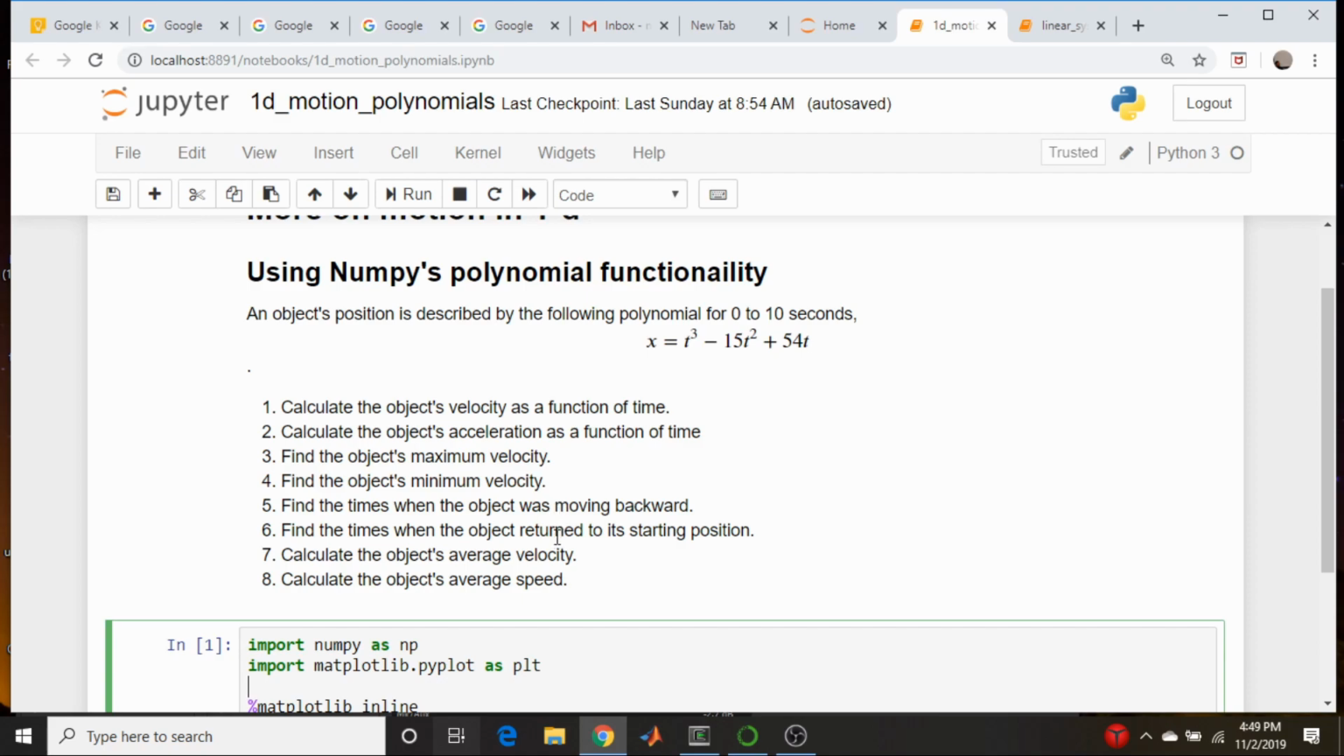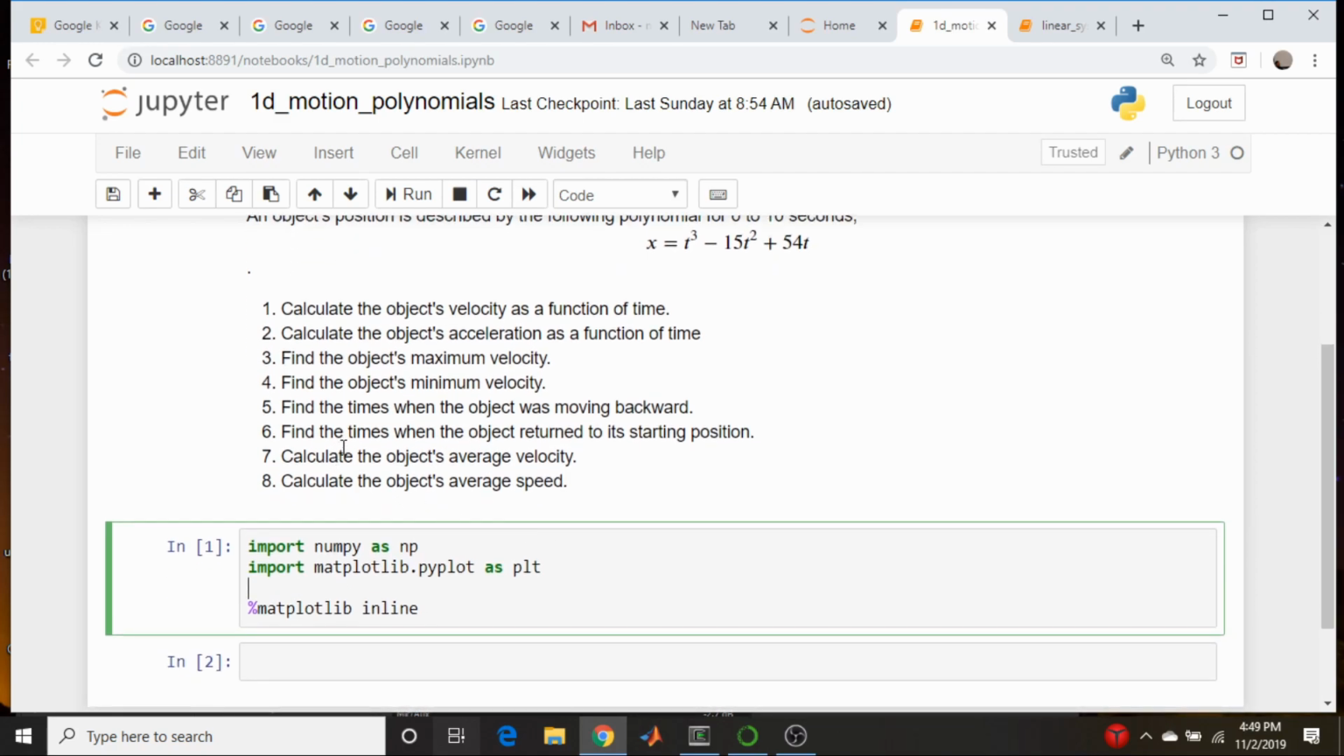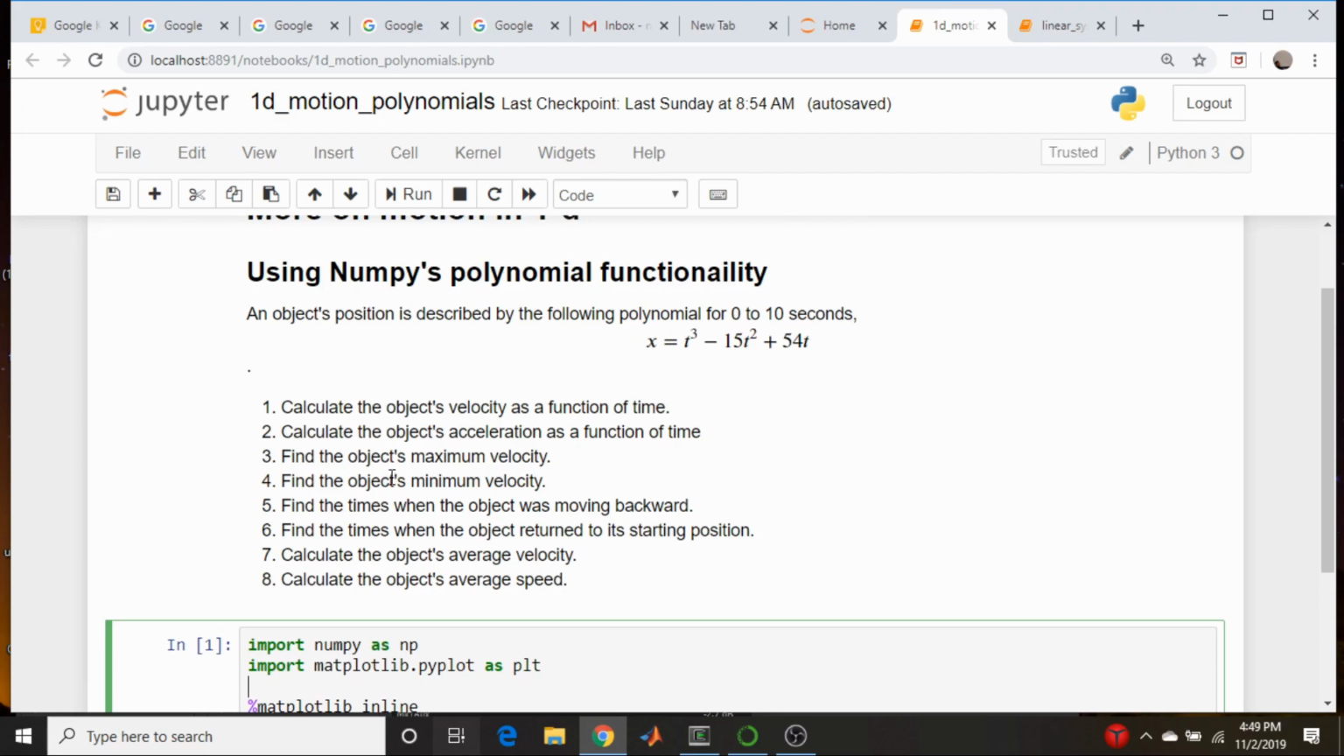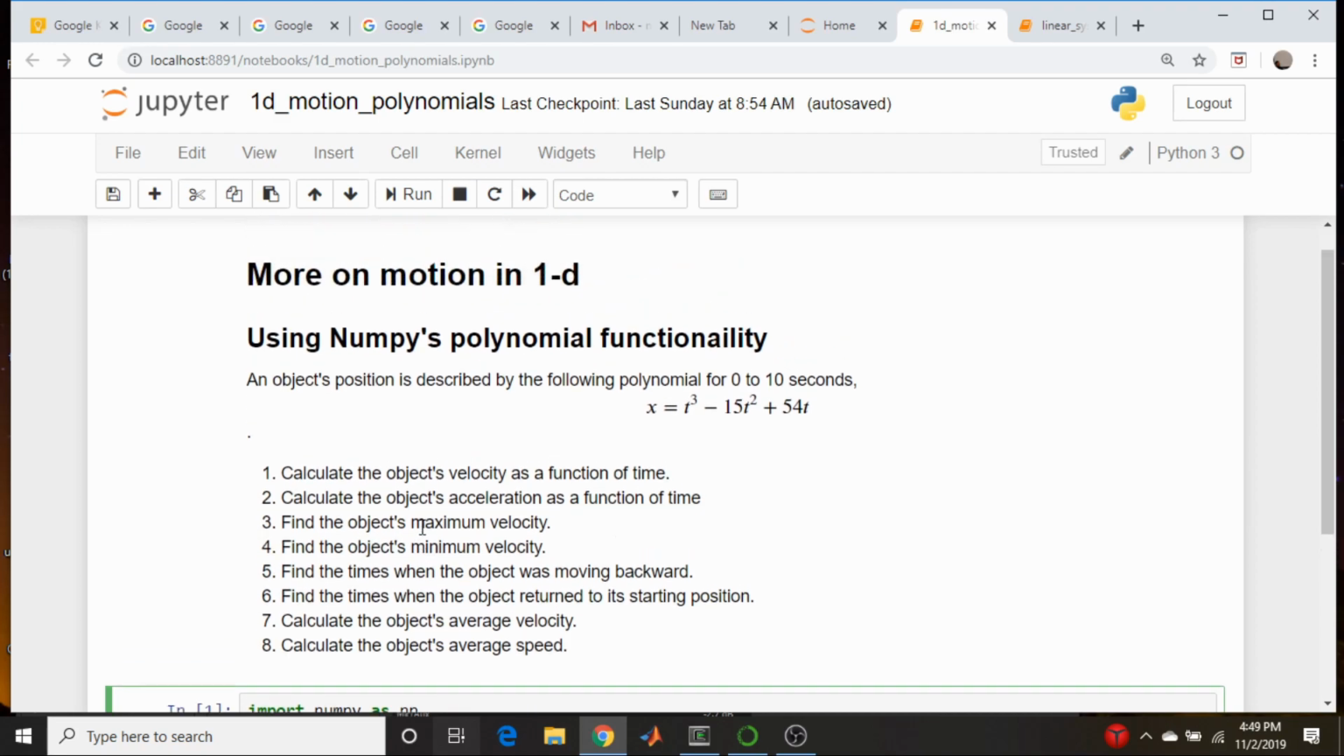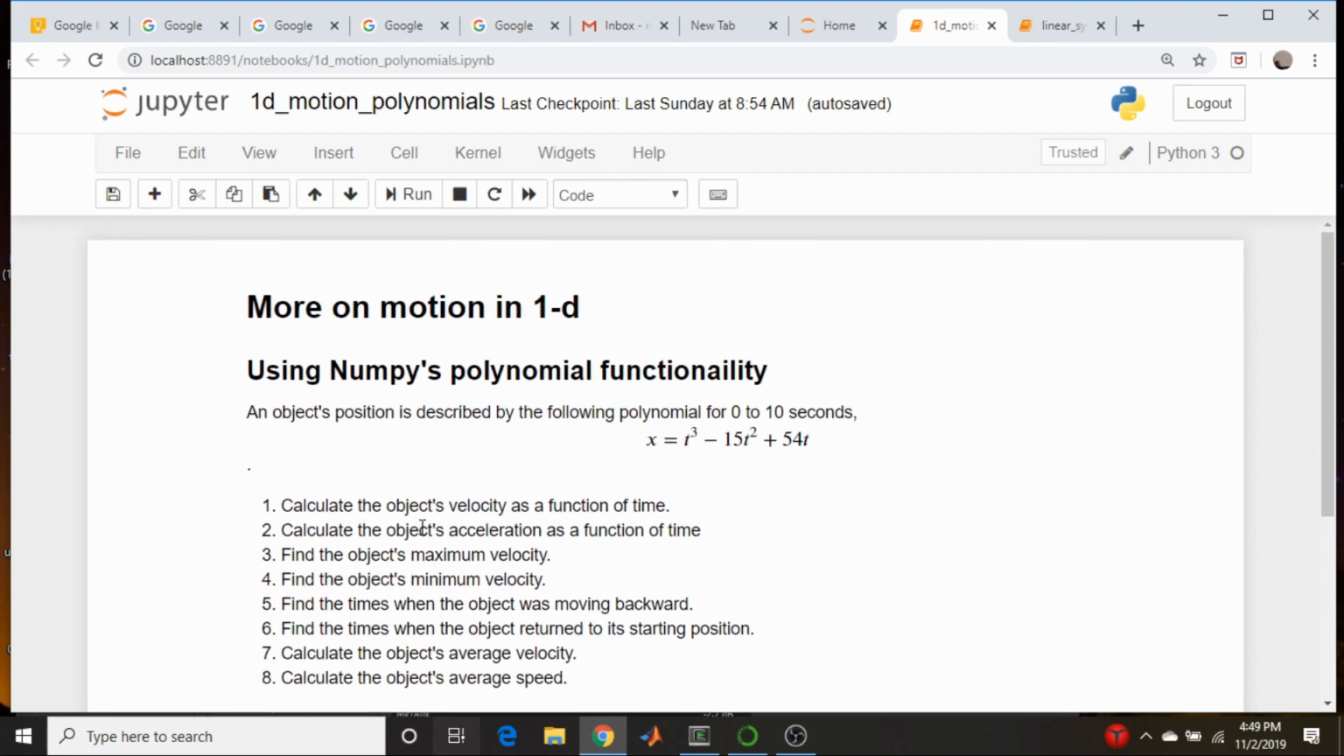Let's see what this one says. I can't read it quite. Find the times when the object returns to its starting point, and calculate the object's average velocity and average speed. And here we're meaning velocity in the vector sense, so the direction, is it going forward or backwards? The speed is just the absolute value of the velocity.